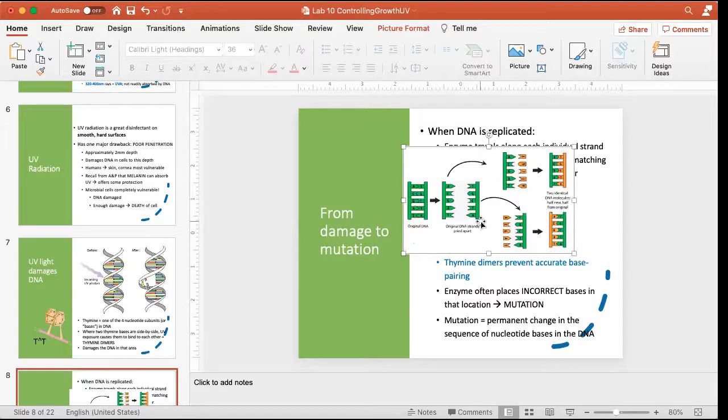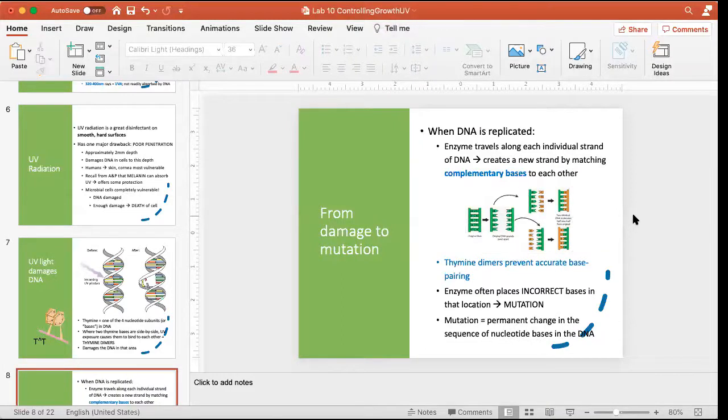And then an enzyme comes along and goes down each strand and pairs up the base that is complementary to what's on that old strand. So wherever there's an A on the old strand, the enzyme will put a T. Wherever there's a G on the old strand, the enzyme will place a C. And pretty soon you have a brand new strand built on the old strand. So we start with one double helix, and by the end of this process, we have two molecules of DNA. And when everything goes right, the cell divides normally.